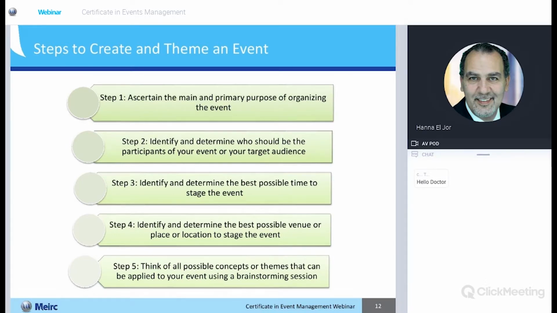Fourth, step number 4, we need to identify and determine the best possible venue. So this is the fourth W: where should we run this event?